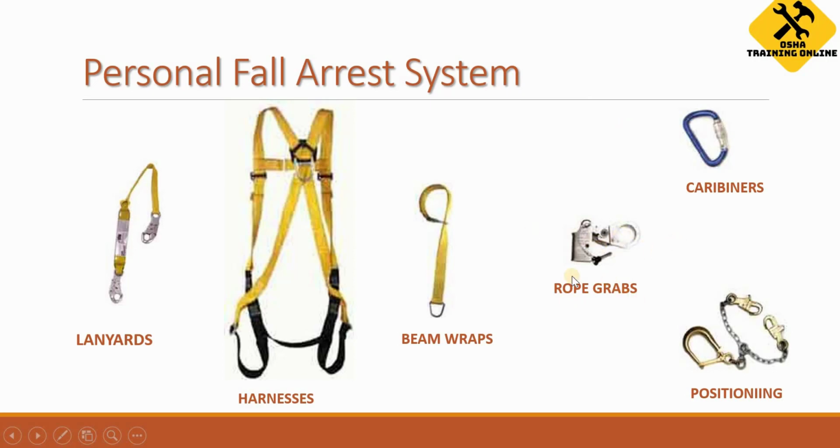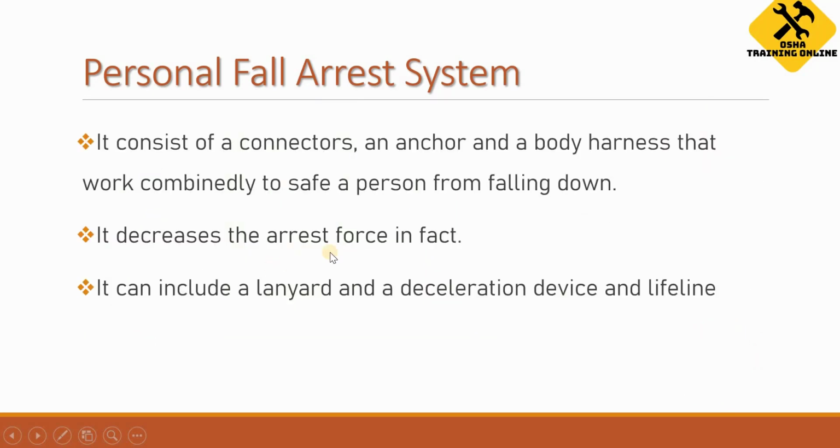A rope is placed inside this rope grab and it is locked, and then this anchor is basically connected to the rope, so they work combined, and then a carabiner is used to connect them all together. A positioning device is used in order to position a worker. If a worker wants to work, then a positioning device, as you can see in the picture, will allow the worker to move freely.